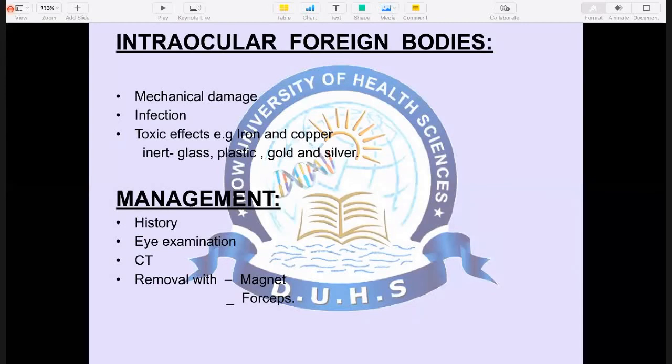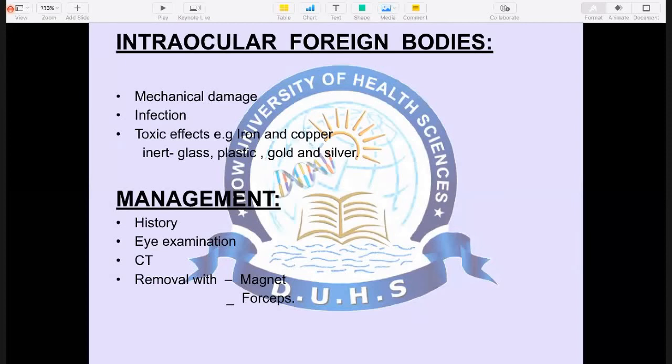So the inert foreign bodies include those made of glass, plastic, gold, silver, platinum. These are all inert. And by inert, I mean that the foreign body can go inside your eye, but will not release toxic ions or free radicals and will not cause further damage to the eye.